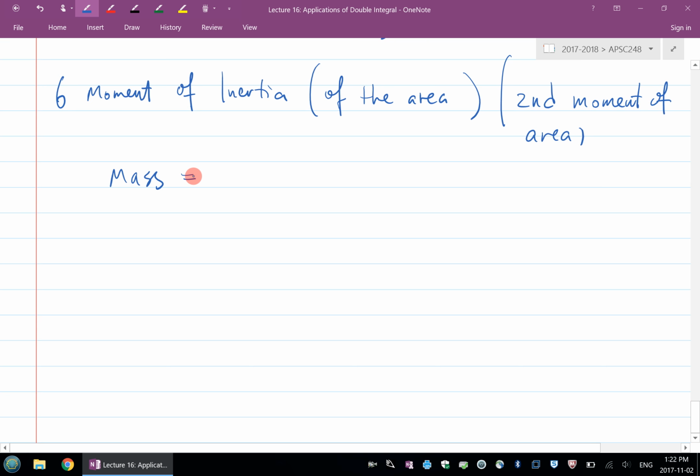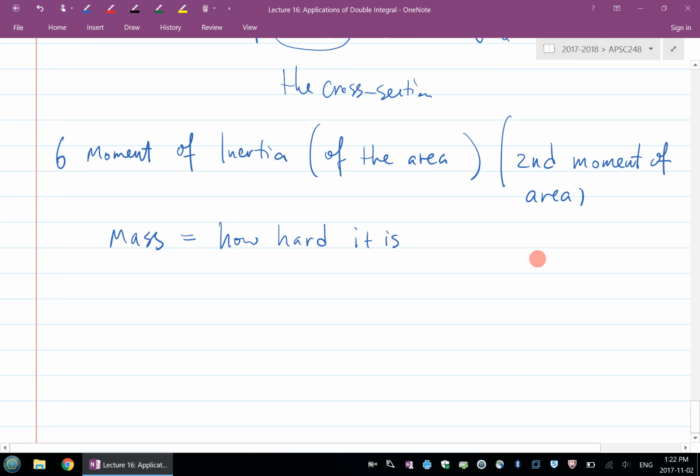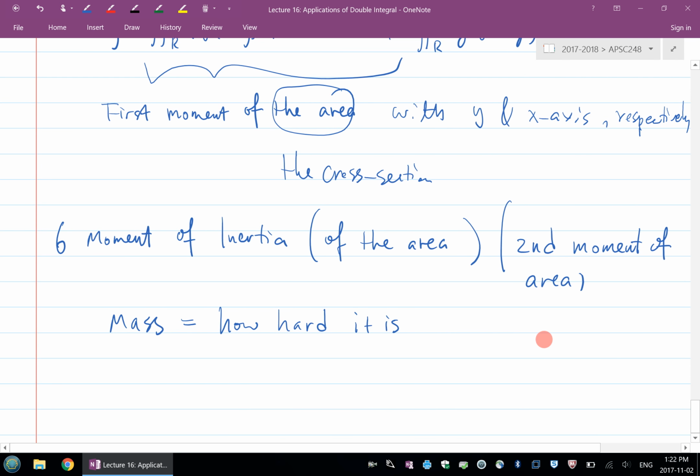And you learned mass, basically from first year or even high school. Okay? So if I use very simple language, mass, what is it? It's how hard it is to impart translational motion, right? So I would call that mass.